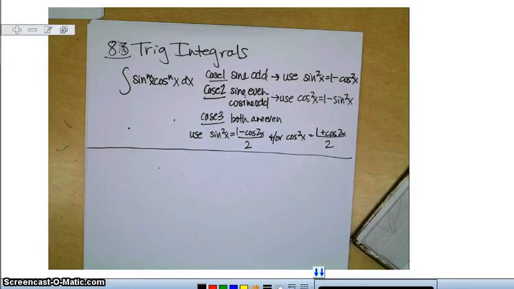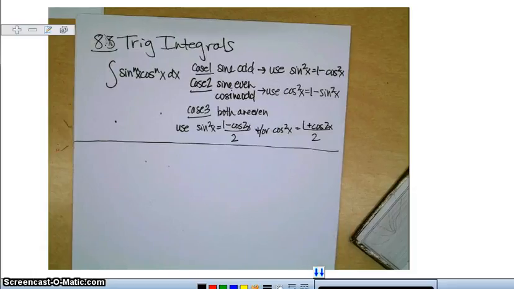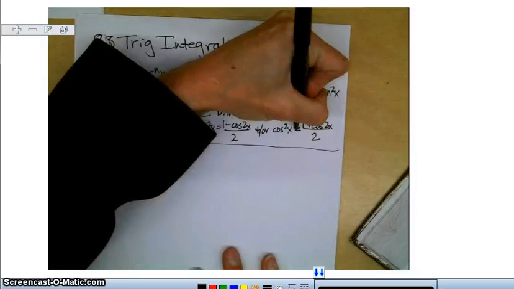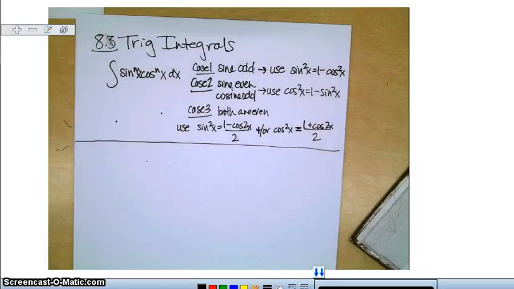Real quick, the very bottom there, is that a minus? Is cosine squared x minus or equal? If you just look at your trig identities, you can see what they are.